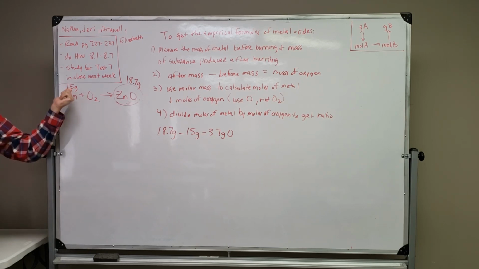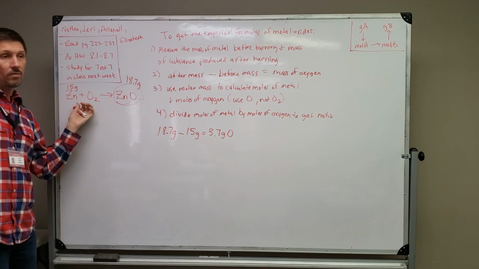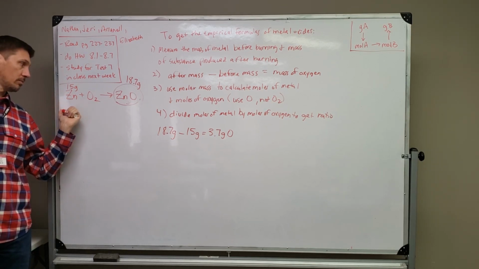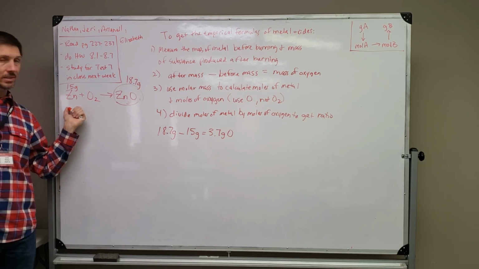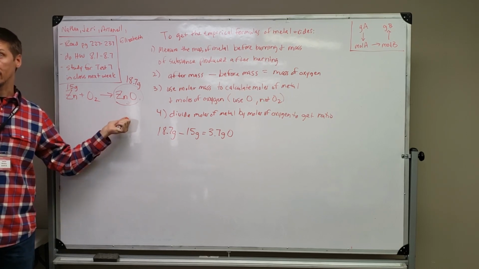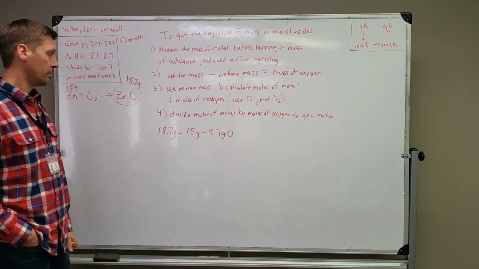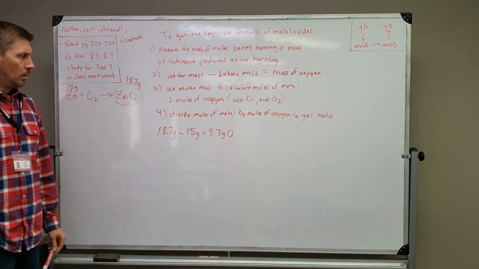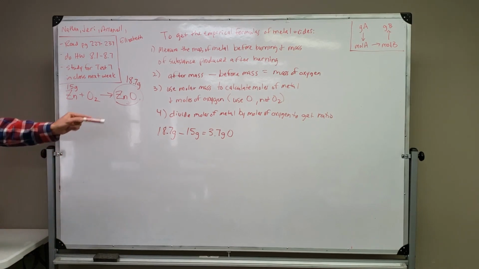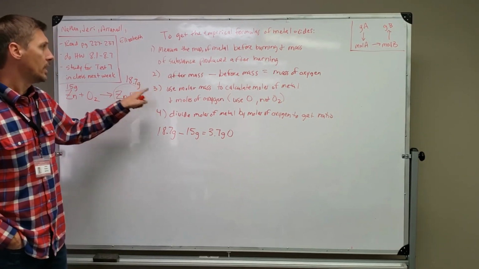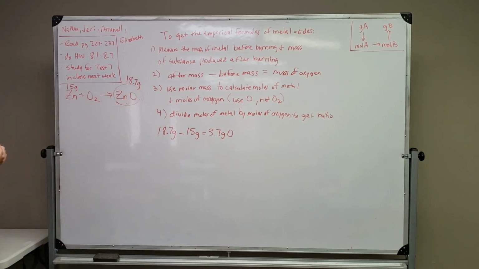We didn't lose any of our 15 grams of zinc because whatever mass you have at the beginning of the reaction of a particular element has got to be the same amount of that element you have at the end. The mass has got to stay the same. Law of mass conservation tells us that. All right, so we know we end up with 3.7 grams of oxygen. So that's step number 2. Now use the molar mass to calculate moles of metal and to calculate moles of oxygen.